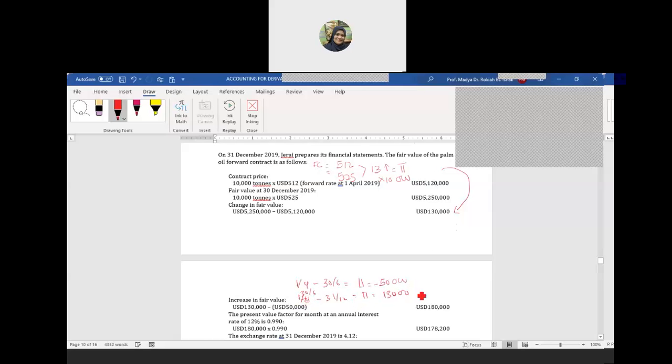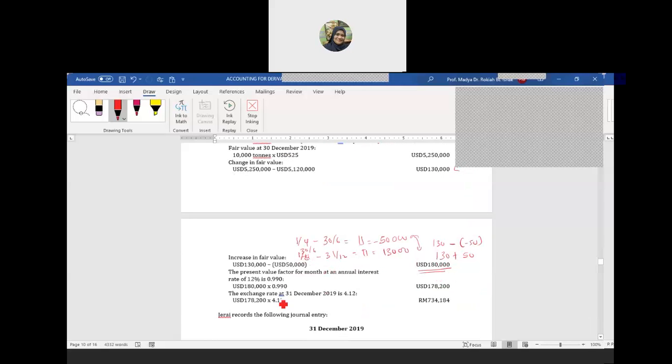So you want to find the difference here, and the difference is 130 minus negative 50. So you're going to have 130 plus 50, so you're going to have a gain of 180. Okay, that 180 needs to be present valued.